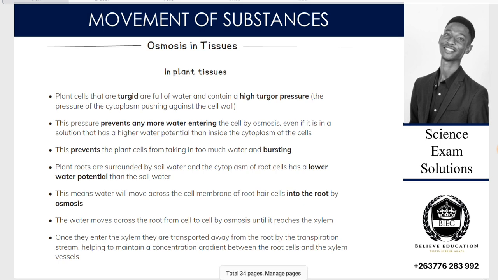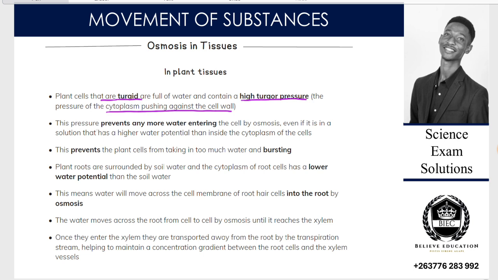Then let's look at osmosis in tissues, primarily in plant tissues. So the plant cells are turgid. The plant cells that are turgid are full of water and contain a high turgor pressure. So when something is turgid, especially this plant cell, it has a pressure on its own. That pressure is called turgor pressure. Turgor pressure is the pressure of the cytoplasm pushing against the cell wall.